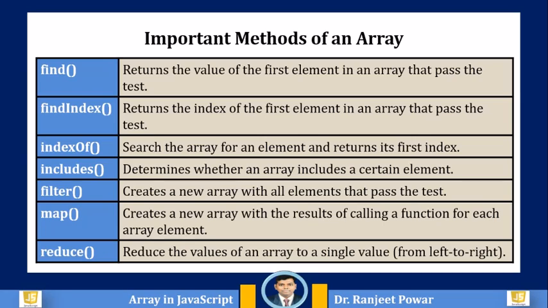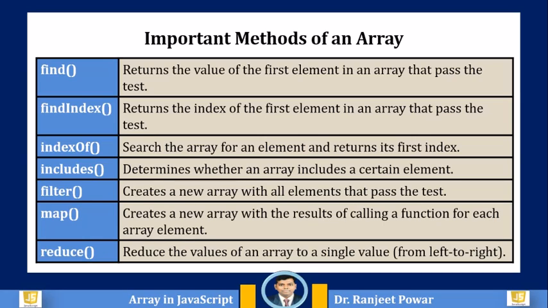The next method, that is findIndex. The findIndex method is essentially the same, but it returns the index where the element was found instead of the element itself, and -1 is returned when nothing is found.